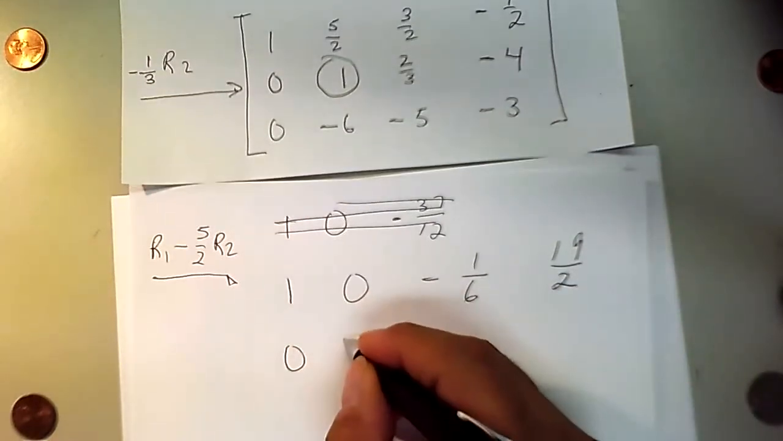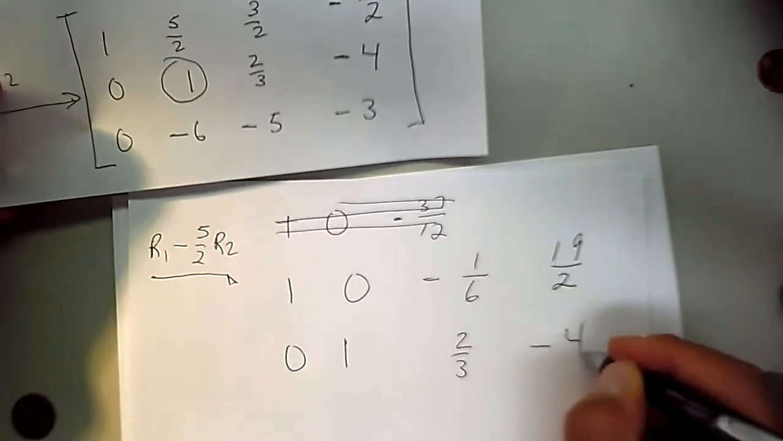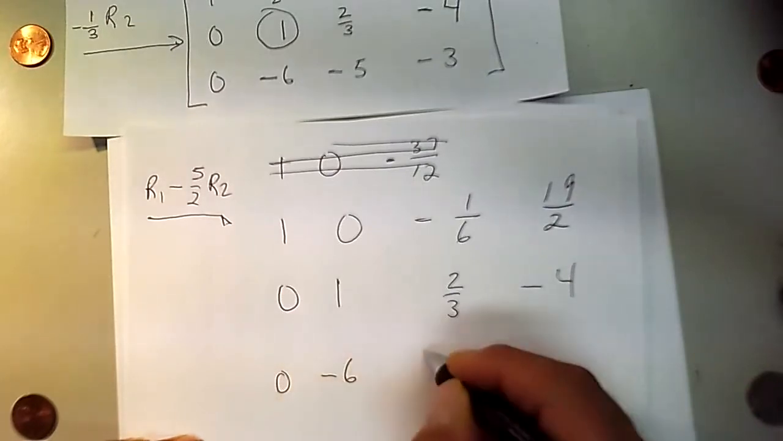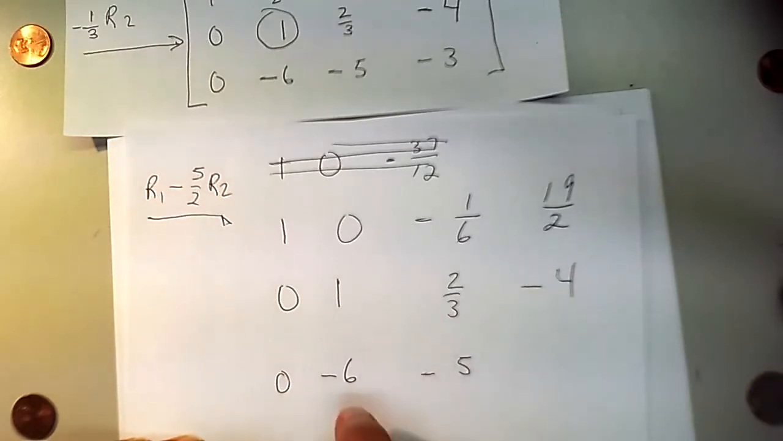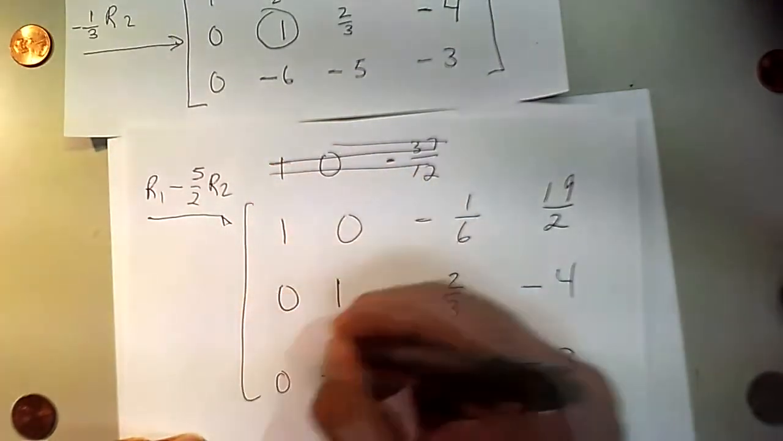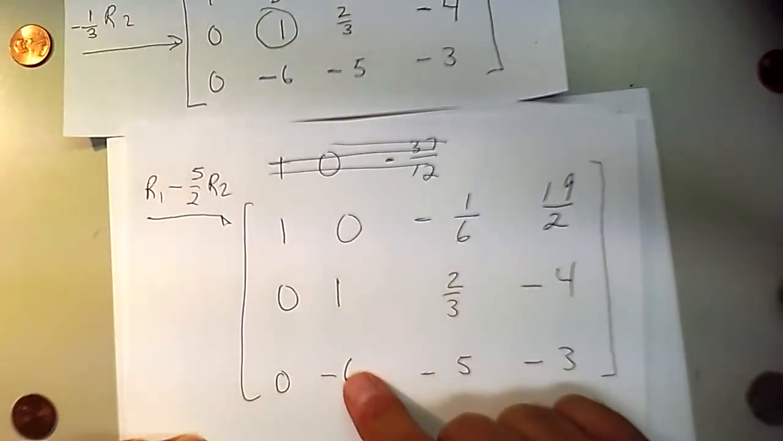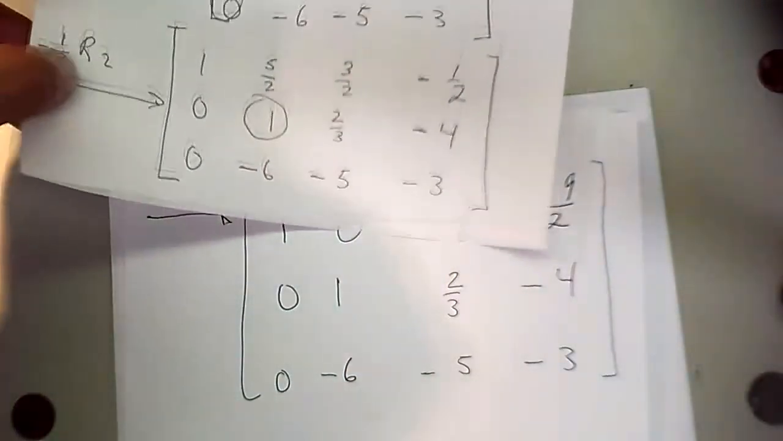Second row, 0, 1, 2/3, negative 4. Third row, 0, negative 6, negative 5. Oh, wait a minute. Whoops. I wanted to have a 0 here. So I'm just going to finish copying this down. I should have done 2 elementary row operations, one to get the 0 here, another one to get the 0 there. But it's okay. We can do that next.